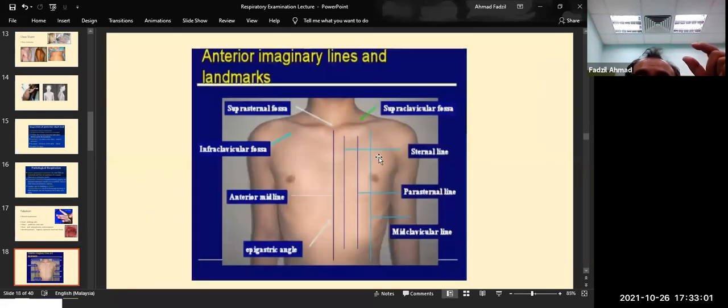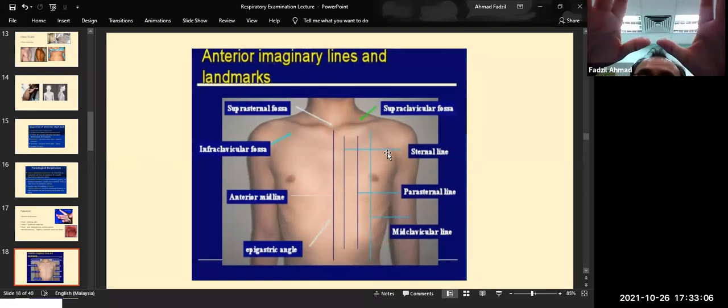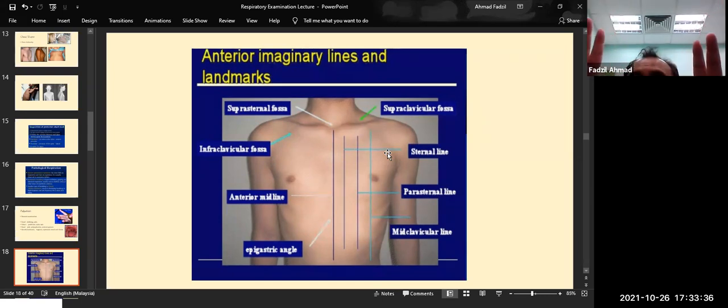You anchor it at the upper zone using your finger here. Anchor it, then put it on the chest and ask the patient to take a deep breath. The hand will move, the finger will move, and the difference in the movement, the length of the gap, will tell you the estimated chest expansion. You have to do the upper zone, mid zone, and lower zone.